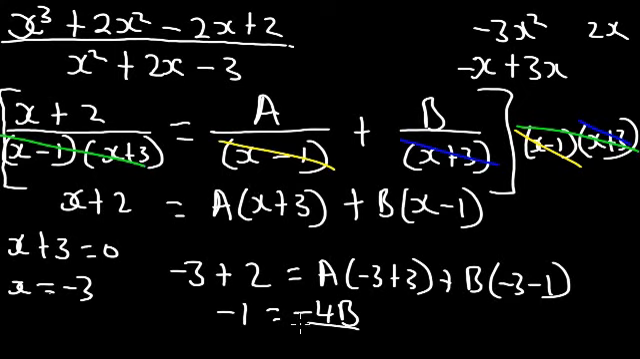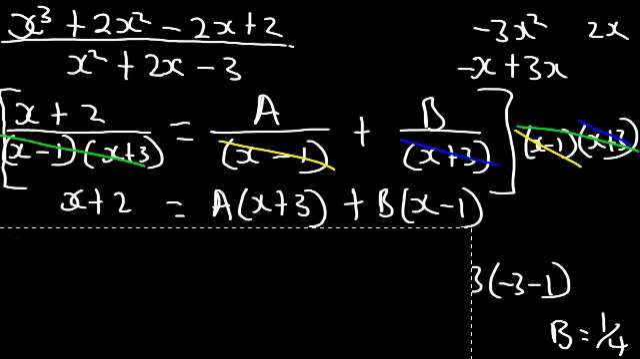So dividing all through by negative 4, eventually we got b to be equal to 1 by 4. The negatives will get rid of each other, and we are left with 1 by 4. Having gotten that, we can determine the value of a as well.